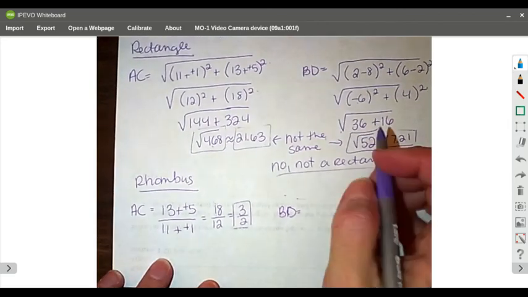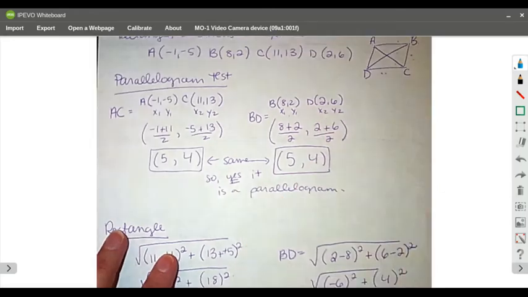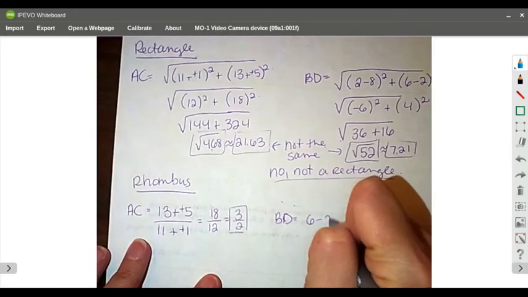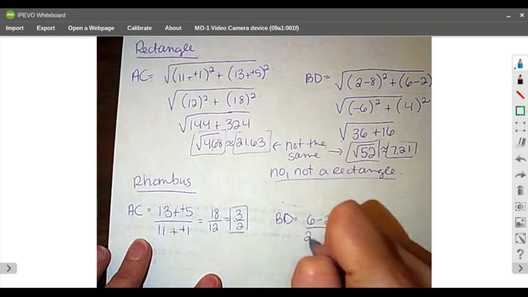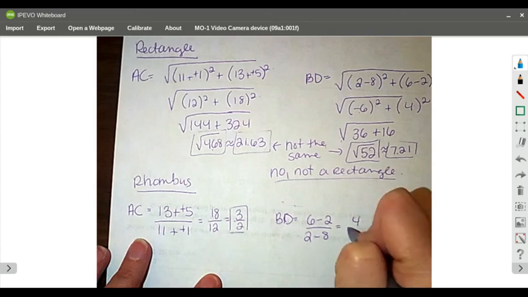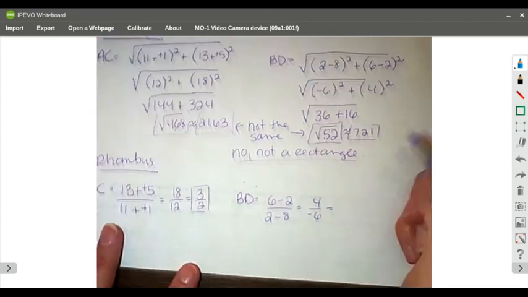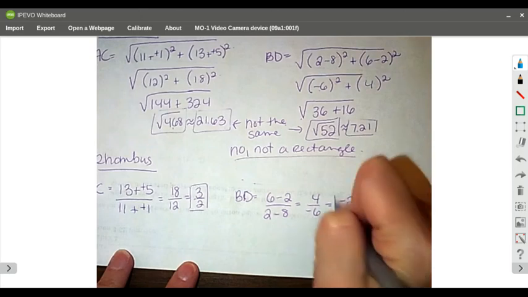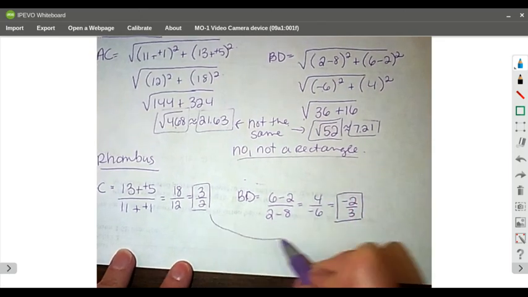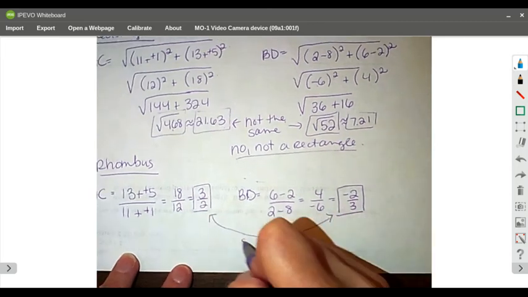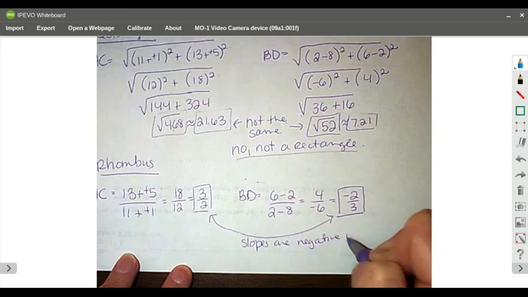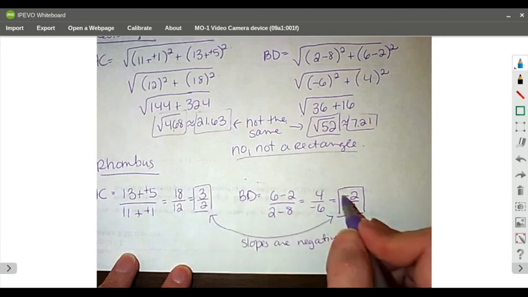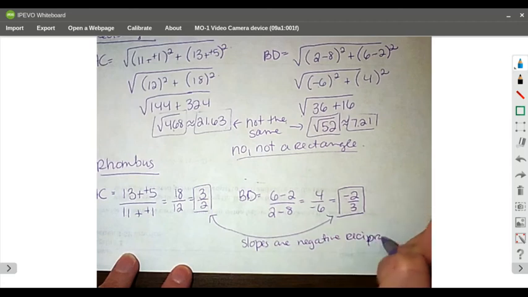So let's see what we get. So it's y2 minus y1. Again, I'm using these. So 6 minus 2, and then 2 minus 8. So it's going to be 4 over -6. Oh, will you look at that? -2/3. So these are negative reciprocals. Do we see that? If we flip this one, change the sign, we get this one. So that means that, yes, it is a rhombus.